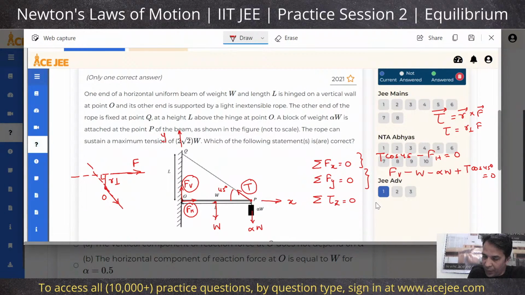So if I were to write this about point P, what will I get? I'll get Fv into L, and that is in the minus direction because that's in the minus Z direction.